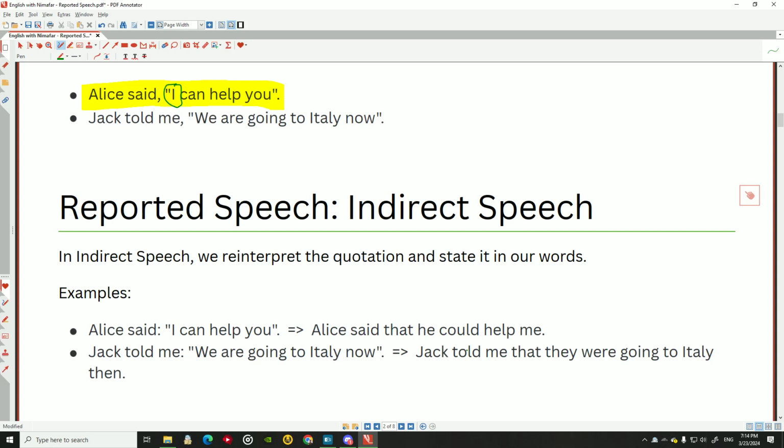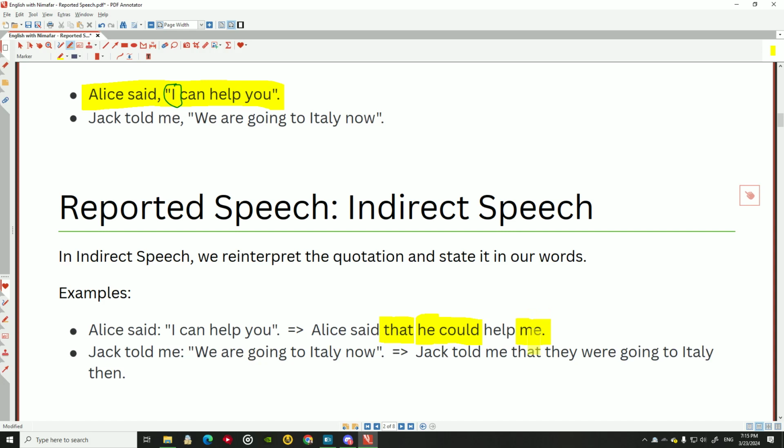So Alice said that he could help me. Now you can truly understand he is referring back to Alice, the boy here. So it's much easier to understand. As you can see, I have made some changes. I have a "that" here, which is not here. I changed "I" to "he", "can" became "could", and "you" became "me".